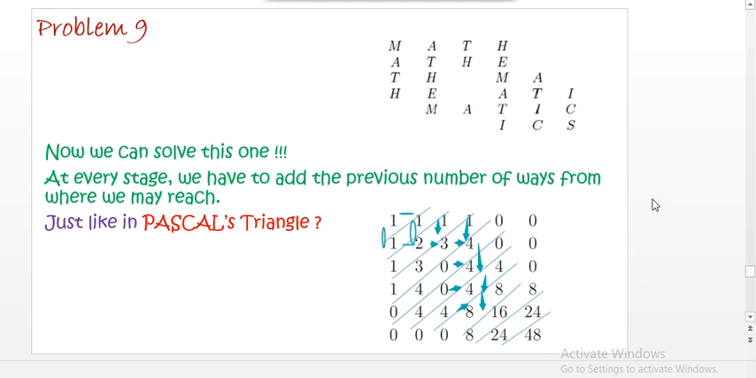So it's again exactly the same as Pascal's triangle, but with some missing values, but otherwise all the rules are the same. So this problem is solved, you can just do it. And the important thing is you should understand how we are approaching this problem.